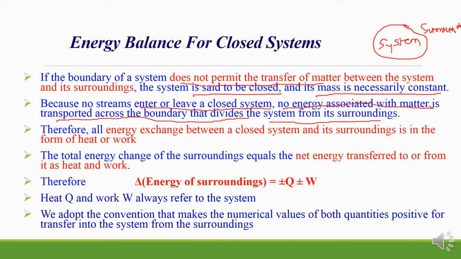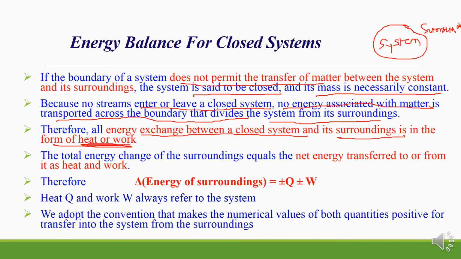And here no matter is entering, no matter is leaving, right? So therefore the mass of that particular system is constant. So there is no addition or loss of energy because of mass flow, because no matter is exchanging, so mass flow is equal to 0 here, right? Therefore energy exchange between the closed system and surrounding is in the form of only heat and work, right?